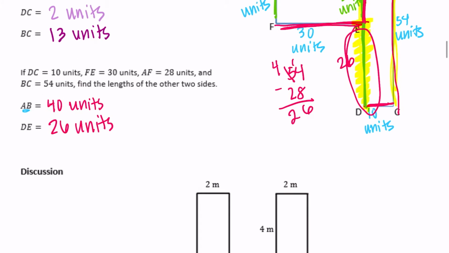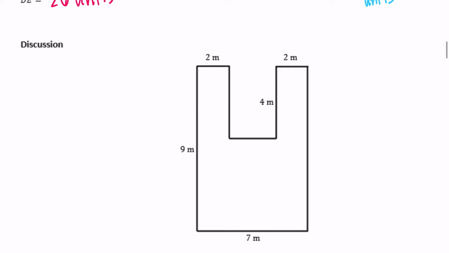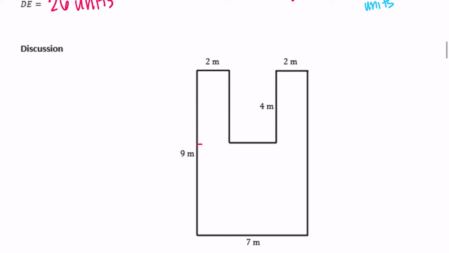All right, discussion. So down here, what it wants us to do is decompose this figure and find the area based on the measurements that we have. There are multiple ways we can break this up, and there are different ways to solve all these problems. We could break it up like this. So we have A, B, and C, and we can find the area of all of those and add them together. That's one way you could do it.